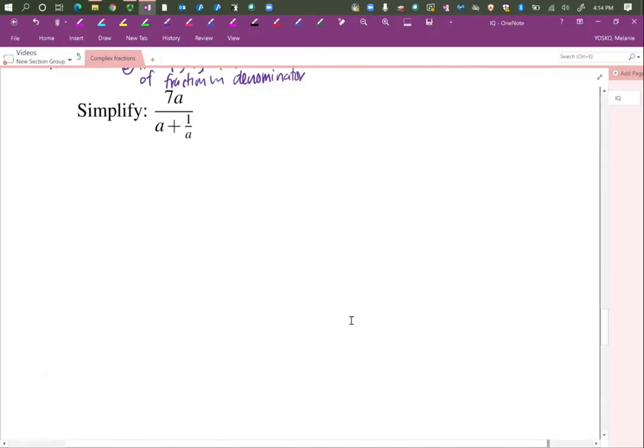Let's try another one. Simplify 7a divided by a plus 1 over a. So this is still what we call a complex fraction because there's fractions mixed in within fractions. Okay, so we're going to do the same process we did on the previous example. We're going to build a common denominator on the piece that has the multiple fractions. So notice here my numerator is pretty easy, just a 7a. I'm going to rewrite that. So that's 7a. But down here I have an a plus 1 over a. That doesn't look like a fraction plus a fraction, so I'm going to write that as a over 1.